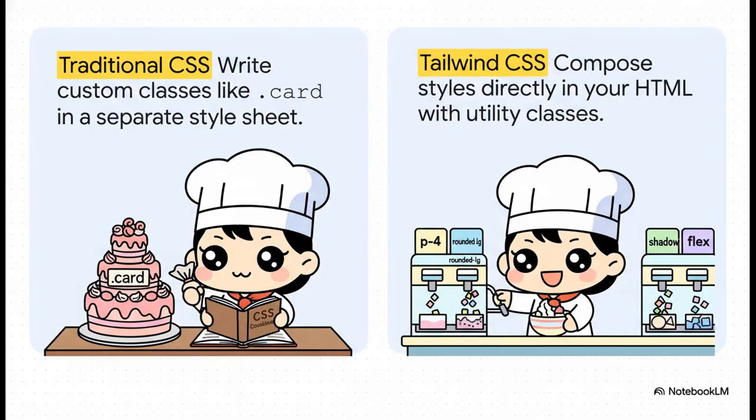Let's just compare the two. The traditional way is on the left. You create a custom class name, like .card, and then you define all of its styles in a separate CSS file. The utility-first way is on the right. You compose the style directly in the HTML using all these little descriptive classes, like p-4 for padding, rounded-lg for the border radius, and shadow-md for a box shadow.